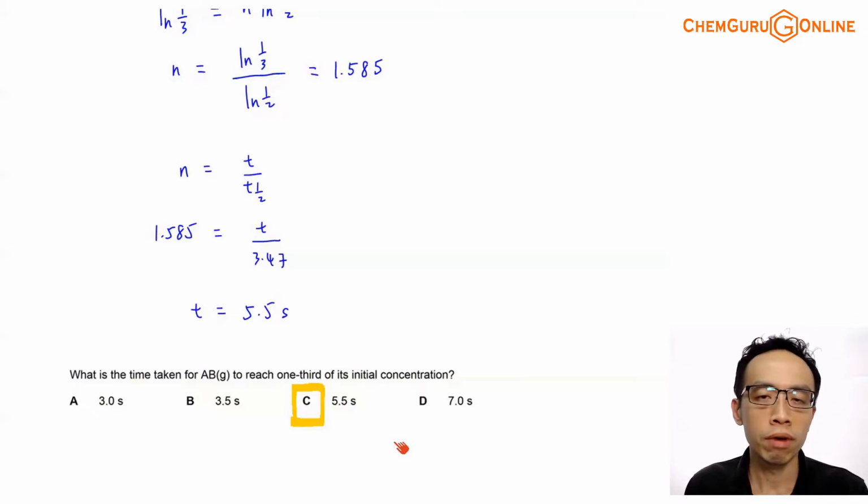Alright, so that was the discussion involving how do we calculate non-integer number of half-lives. Basically, we just have a formula that we need to remember to handle such questions.